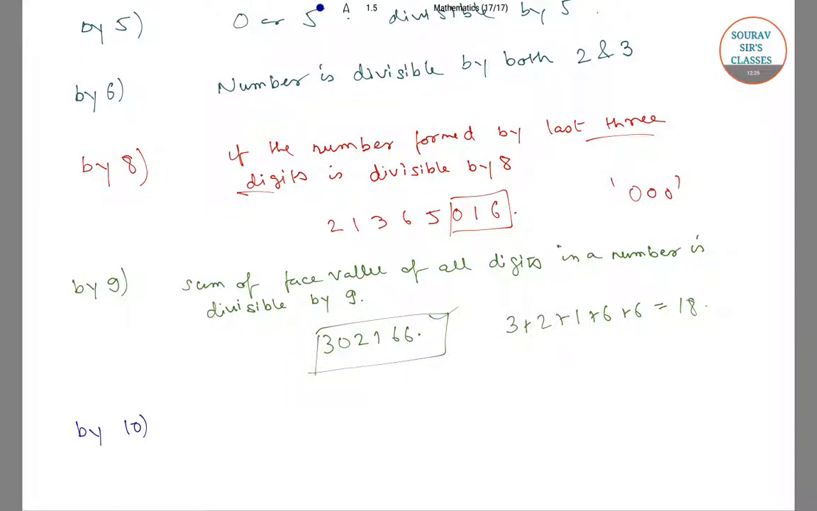If the last digit of a number is 0, then the number is said to be divisible by 10.